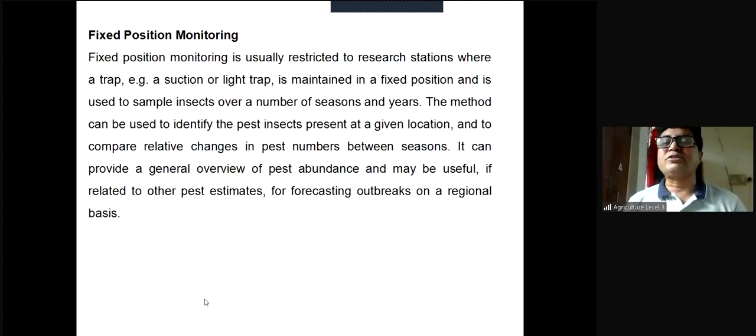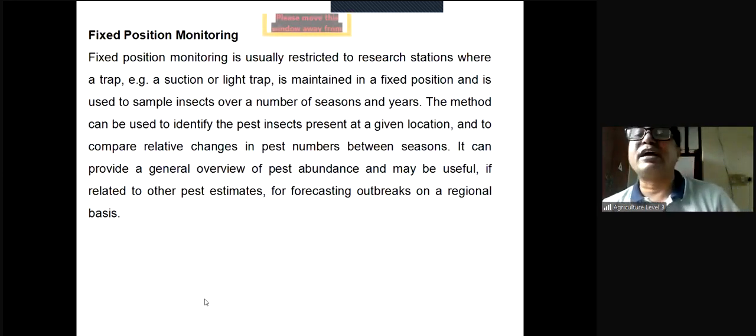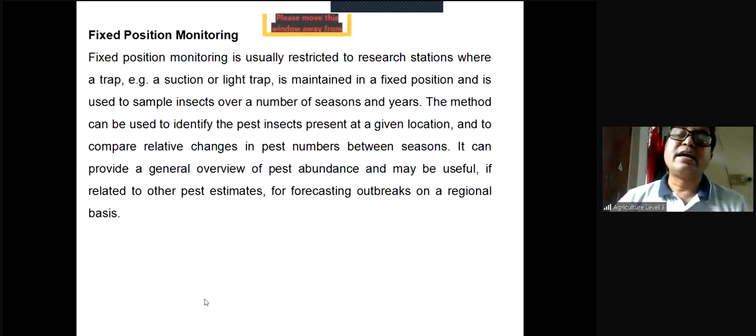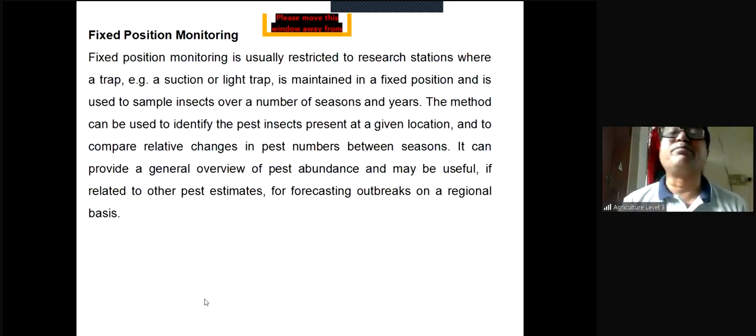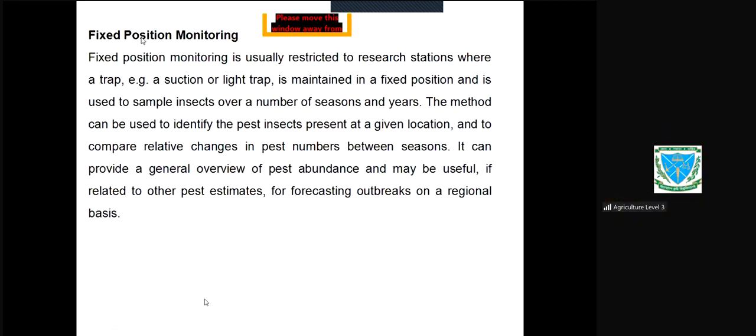Say, for example, from 2000 to 2020, from the Bina head office, if we want to know about the rice bug, we can have the data and we can compare among all these 20 years: in which year it was the most, which year it was the peak, in which year it was moderate, and in which year it was less. So it's a history of the pest. We can prepare the history and compare the insect population among the years, among the seasons.